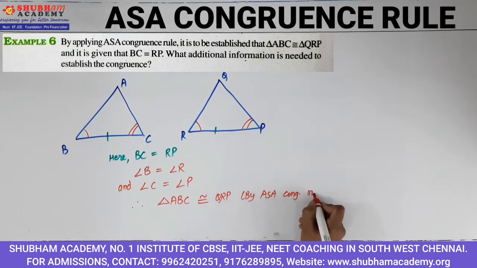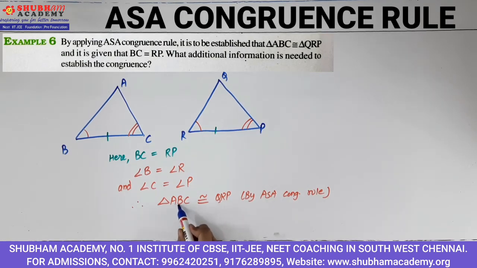So see here, children, we can note that B corresponds to angle R. So second position of B and second position for R. Then angle C corresponds to angle P. So third position here angle C, and third position for letter P. So see how in congruence the order of the alphabets is very much important.